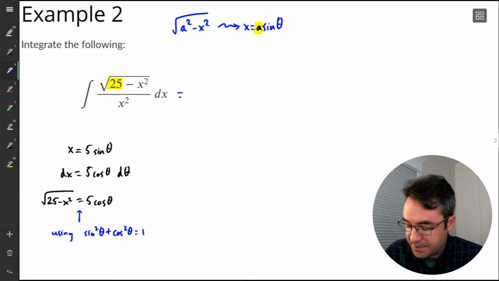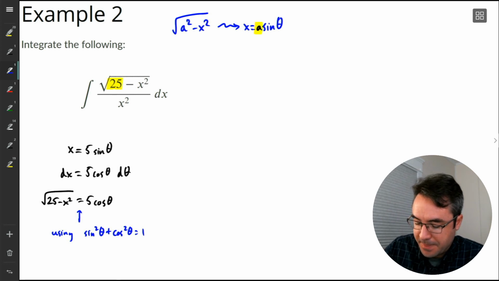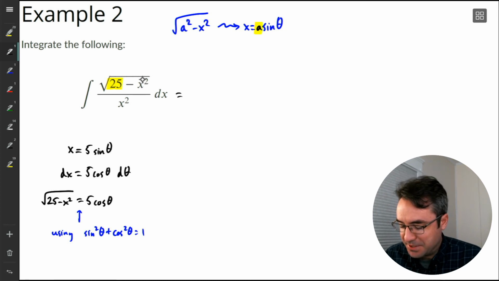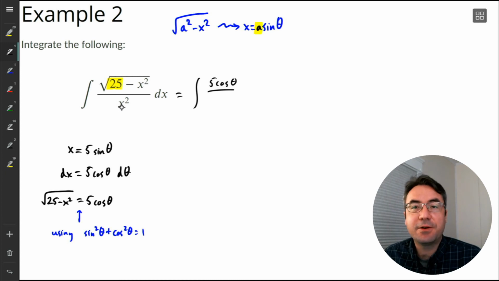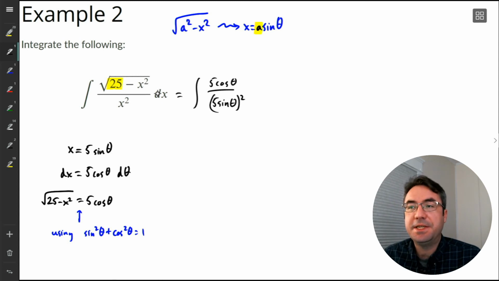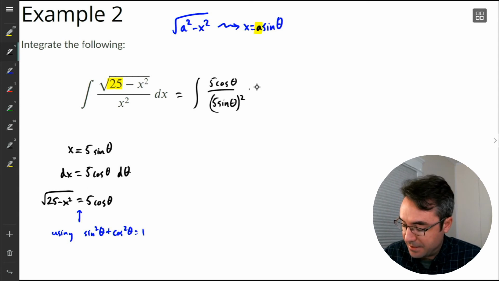So let's plug in all our pieces. And this is the fun part. You get to change everything, and then maybe there's some canceling. Who knows? Let's see. So let's start with this square root term. That's going to become 5 times cosine theta. What about in the denominator? Well, this is going to become 5 times sine theta squared. And then the dx, we know what our dx is. That's going to become 5 times cosine theta.